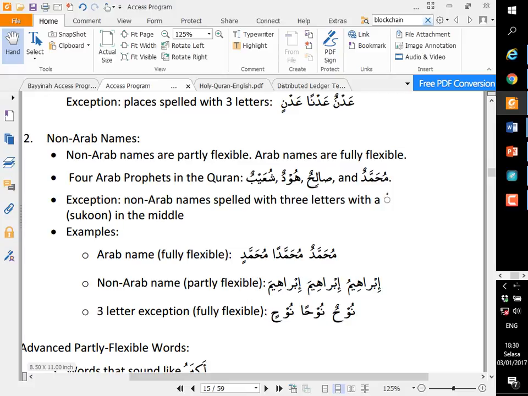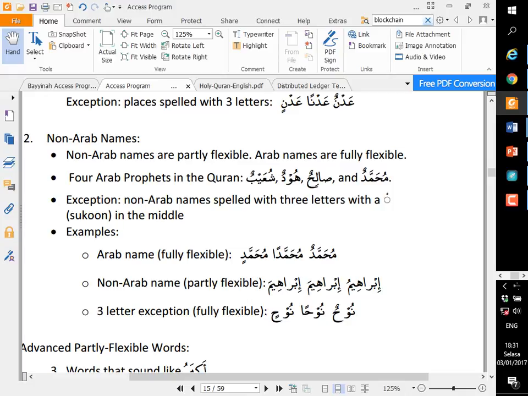And there are also exceptions for three letters with the sukun in the middle. Like Nuh, it has a sukun in the middle, three letters and sukun in the middle. So Nuhun, Nuhan, Nuhin. Or Lut, Lutun, Lutan, Lutin.